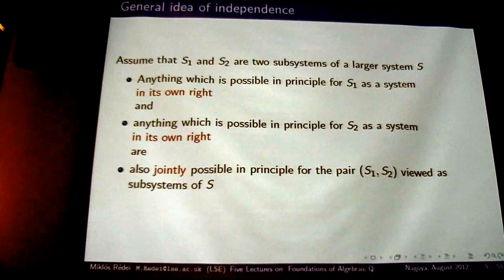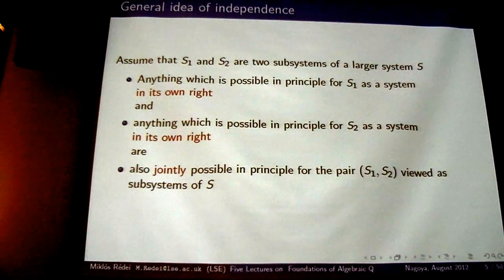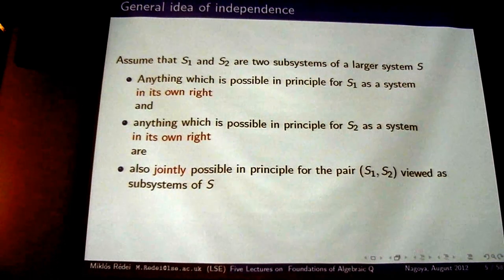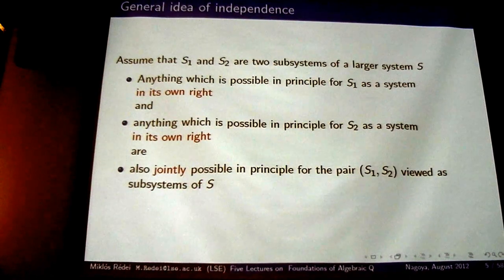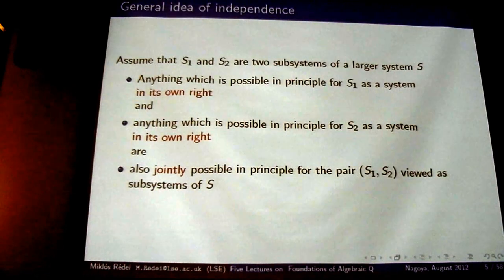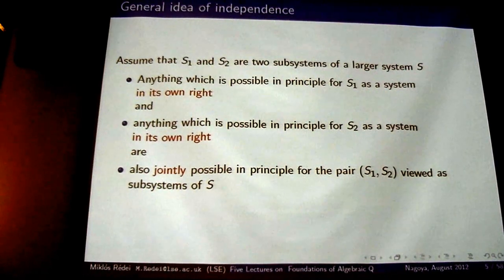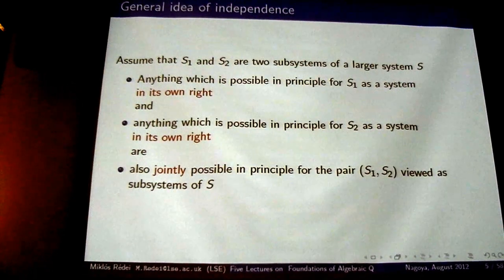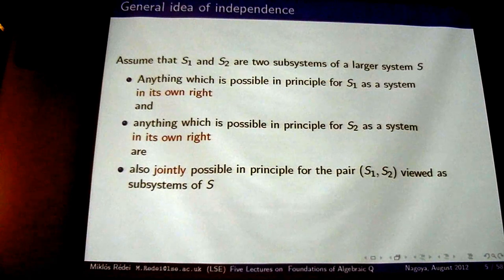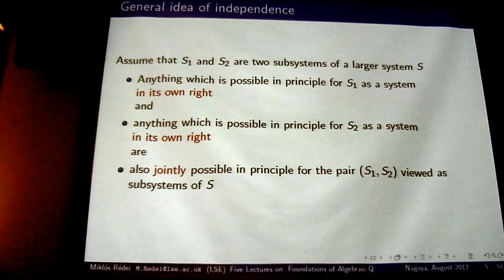Good. So here is the general idea of independence. I claim that there is a core informal idea, technically not explicit, which is behind most of the independence notions which I'm going to present, which are standard in the literature, okay? And this is the subsystem idea of independence. So suppose you have two subsystems, S1 and S2, of a larger system, S. Then you would want to say that these two are independent if the following is the case. Anything which is possible in principle, theoretically, for the system S1 as a system in its own right, and anything which is possible in principle for the system S2 in its own right, are jointly possible in principle for the pair viewed as a subsystem of S.